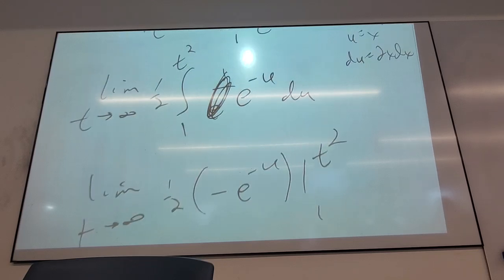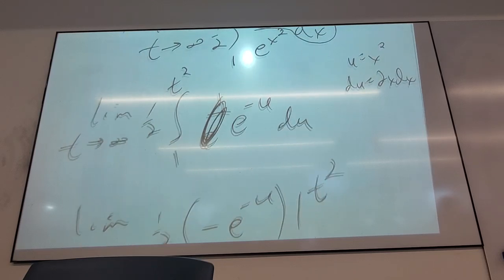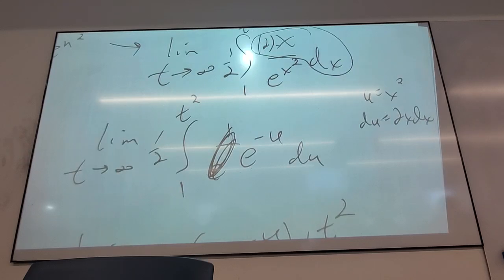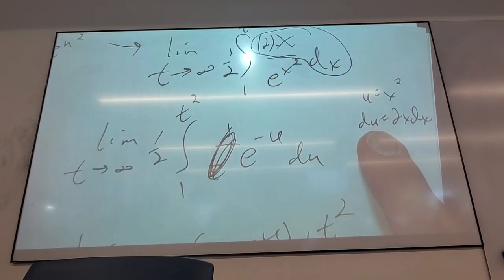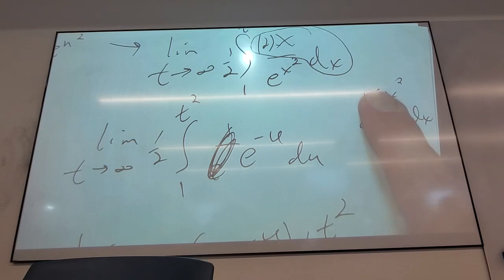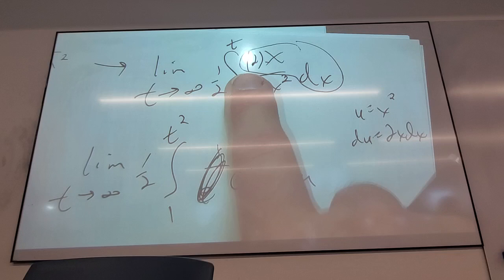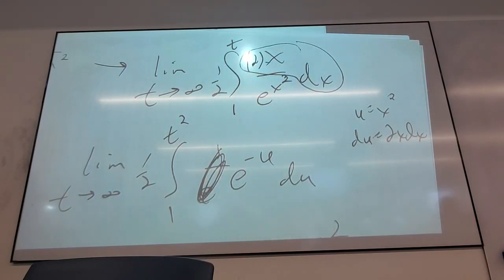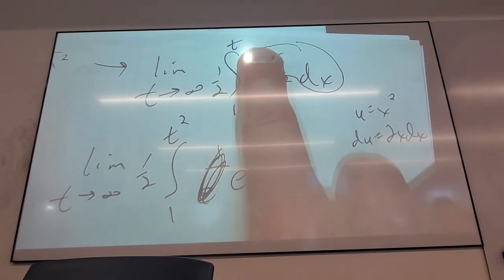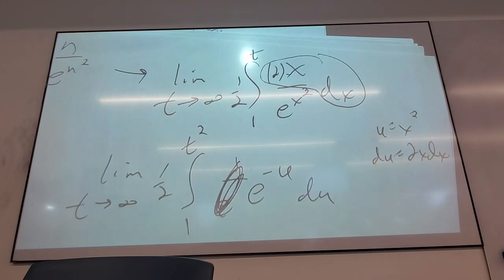Is everybody okay with this? You guys see that? This is why u sub is more flexible than by parts. I could not do this with by parts, because I don't see x squared in my original at all. I see e to the x squared.